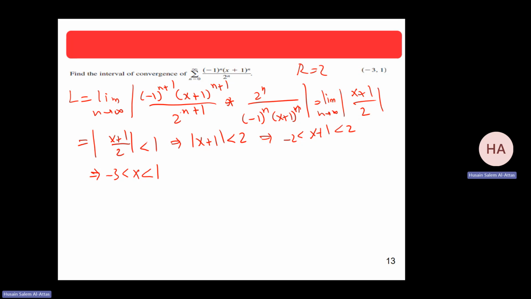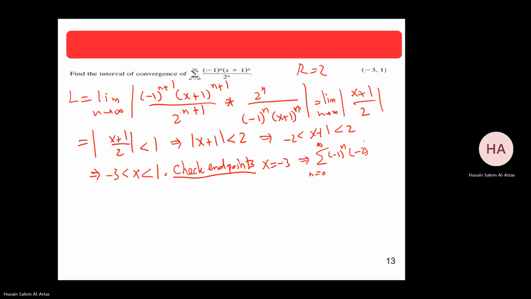So now I'll check the endpoints. x equal -3, see what will happen. So I have the series, n equals 0 to infinity, (-1) to the power n. What is that? (-3 plus 1), which is (-2) to the power n over 2 to the power n.